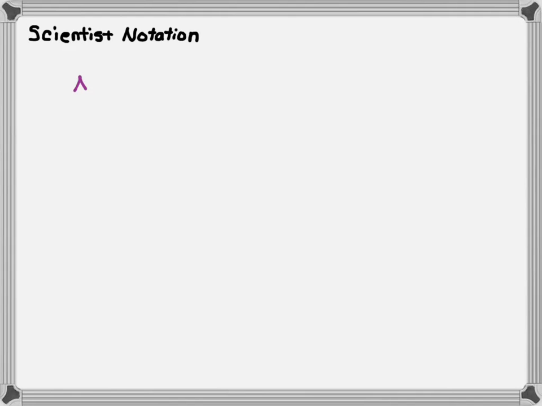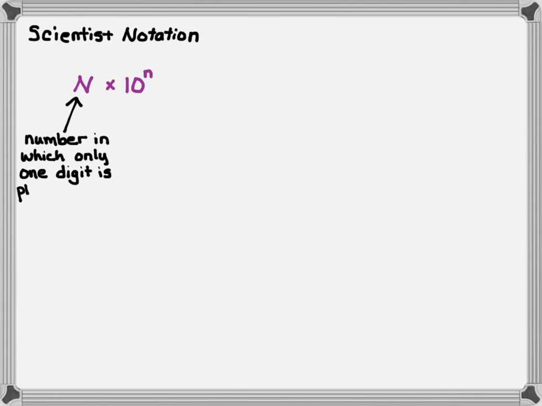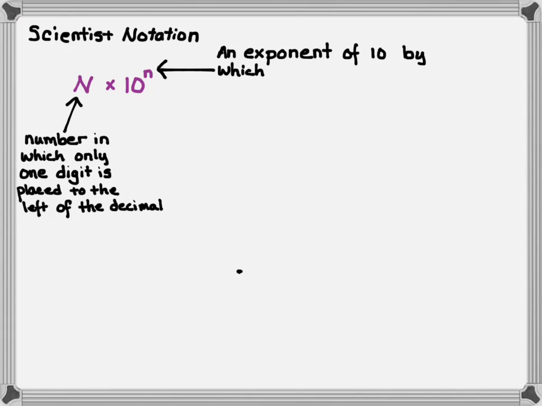Okay, let's talk about scientific notation. In scientific notation, I usually have a number n that is represented as a number in which only one digit is placed to the left of the decimal, times 10 to the n, where n, smaller n, is the exponent of 10 by which the number is multiplied.